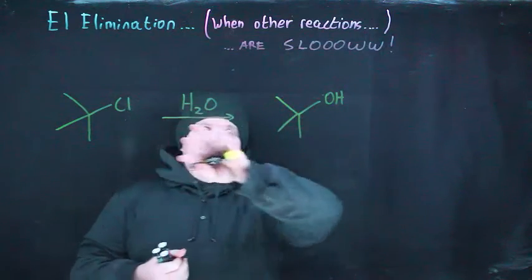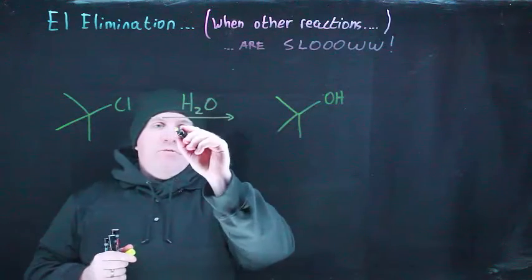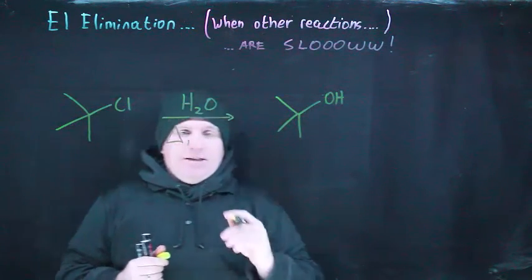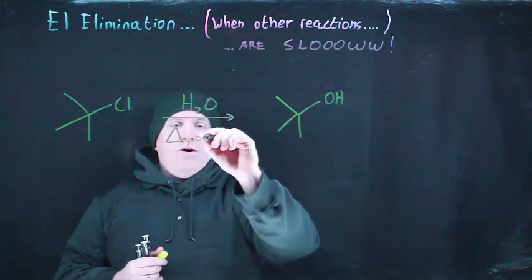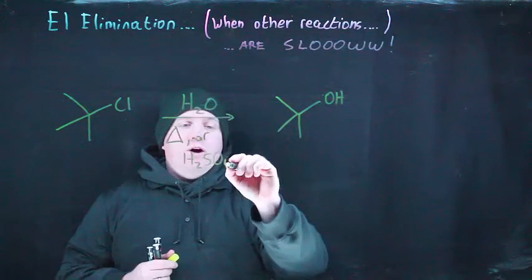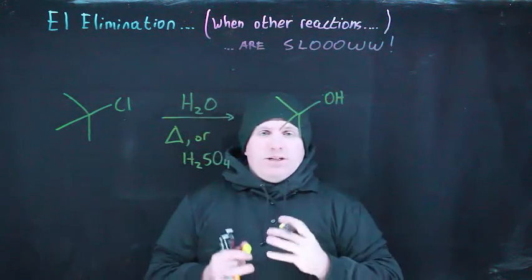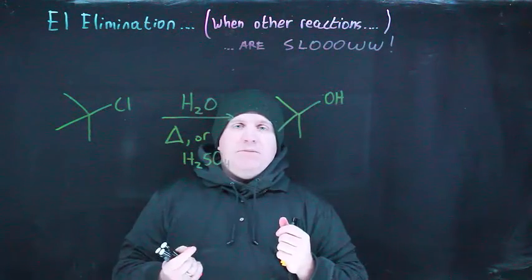But if I wanted to bias this setup toward an elimination instead of the substitution, what I would have in here is some heat. Heat has a tendency to send things in the direction that we want. Or if you were to add some acid to make the nucleophile, the water, substantially worse, that also would tend to bias you in the direction of elimination instead of substitution. But let's talk about the mechanism of this reaction.